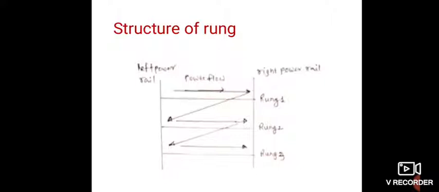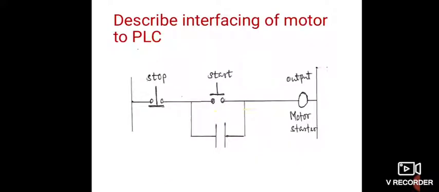The structure of the ladder diagram can be shown here. The left power rail and the right power rail, in between which the operations or circuits are there. The left power rail is the start of the program and the right power rail is the end of the program, and each sequence is called a rung, and the operation is from the left rail to the right rail.